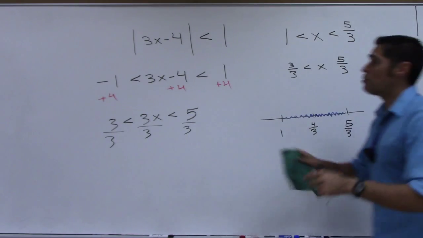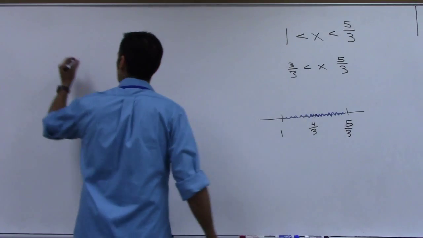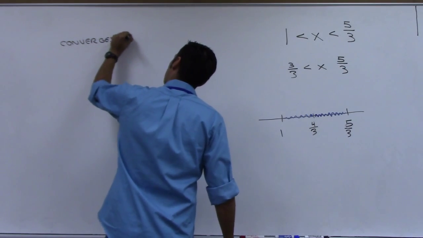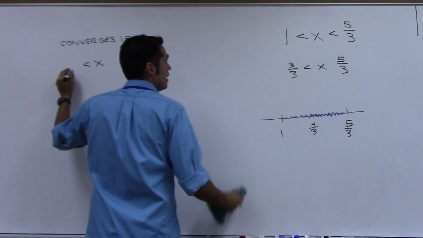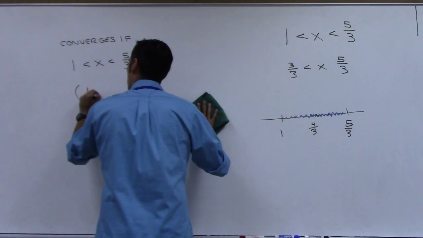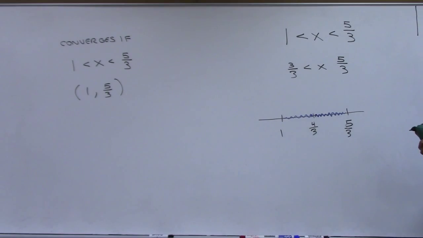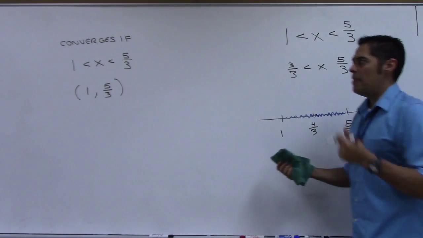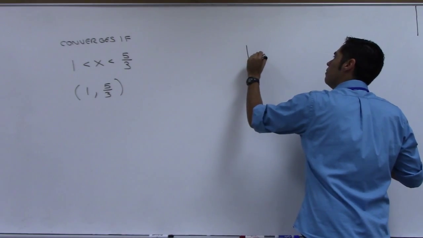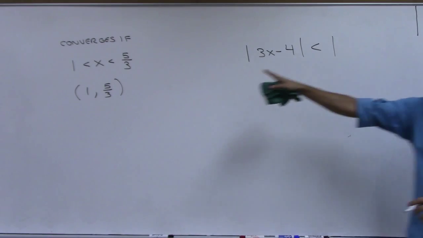So everyone in here agrees right now that this will converge, for sure. It converges if x is greater than 1 and less than 5/3, which is the same as the interval 1 to 5/3. Everyone agree with that? Yes? And that came from asking ourselves this, right? That's where that came from?